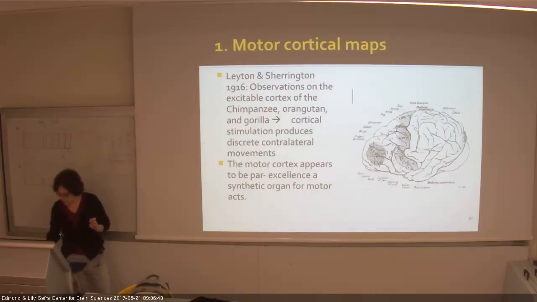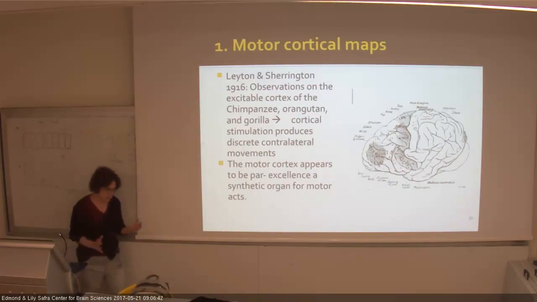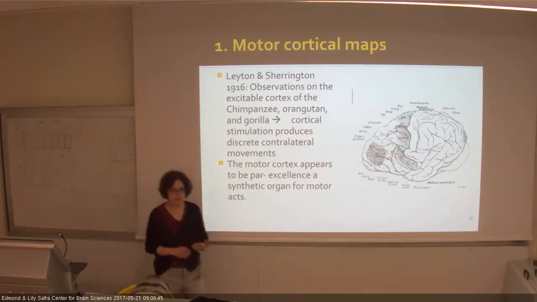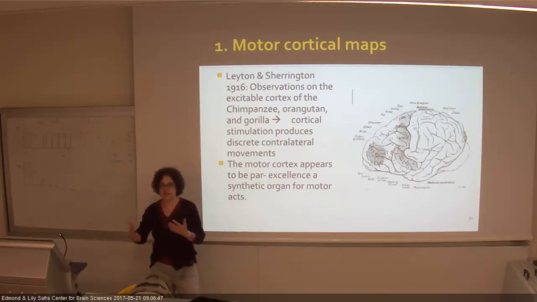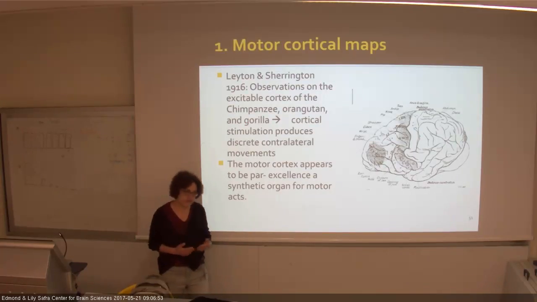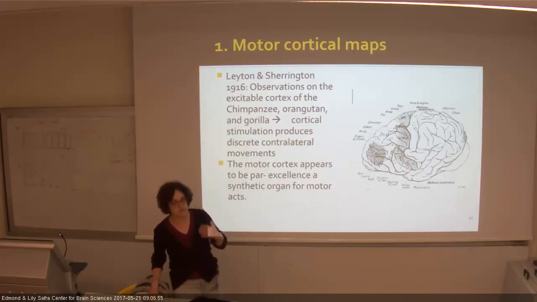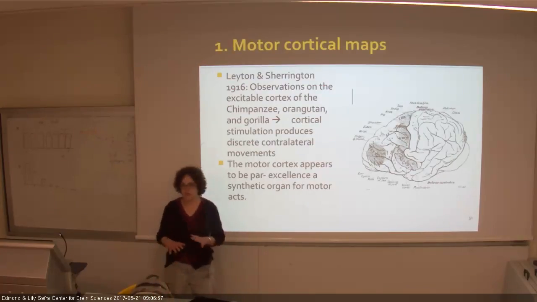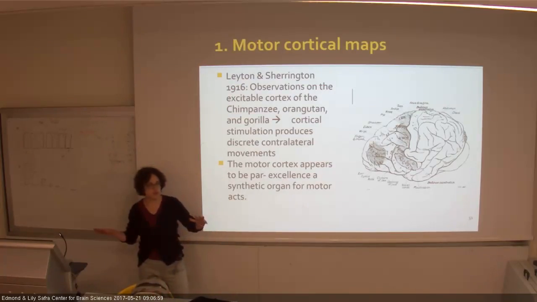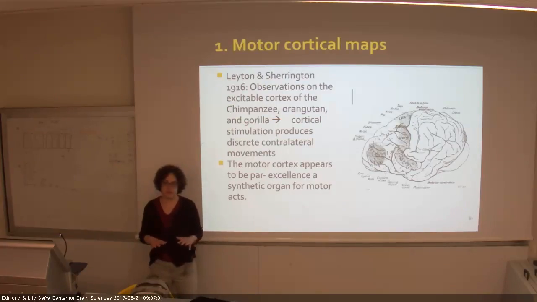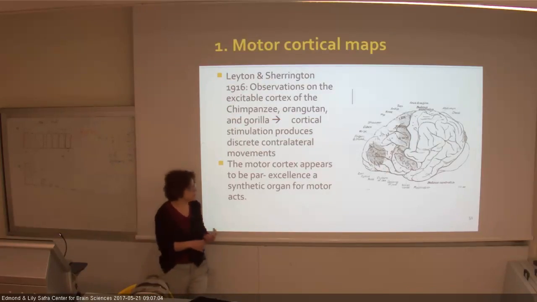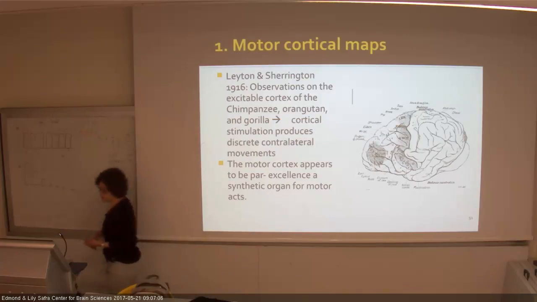Okay, so people are really trying to look for maps, because maps make sense in terms of organization. And we know that in sensory areas, people talk of multiple maps, a representation of the world onto the relevant cortex. And also in the motor cortex, people were looking for maps for many years.